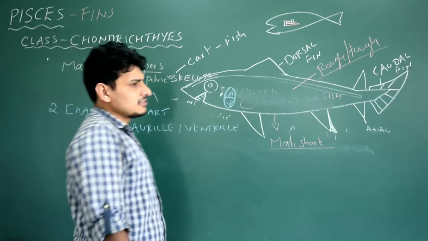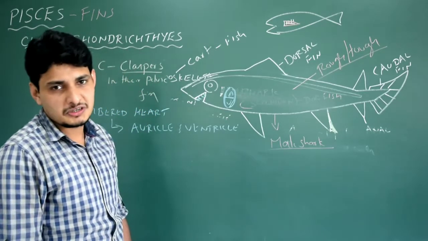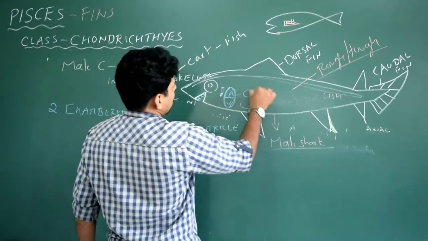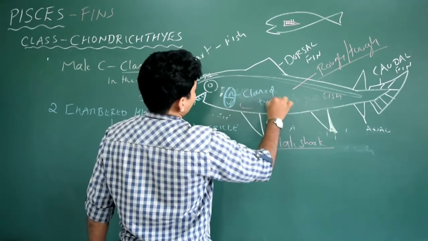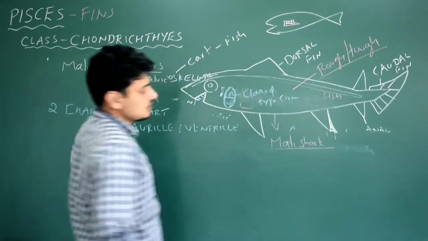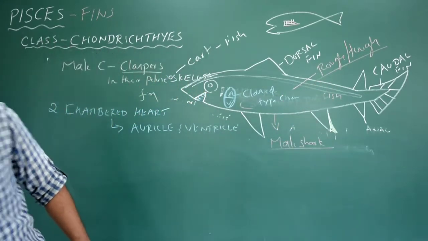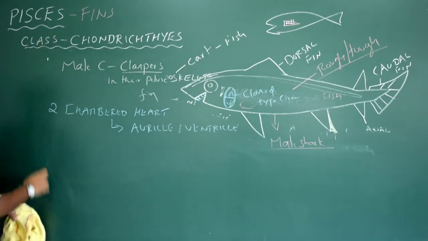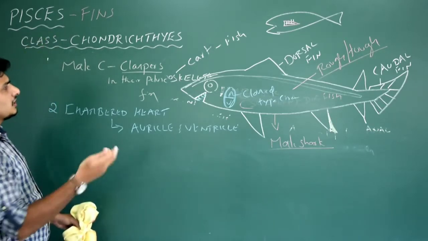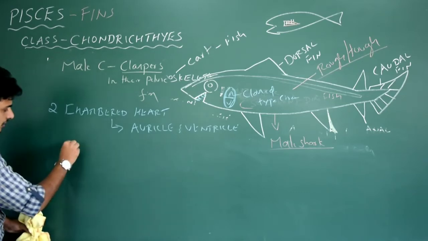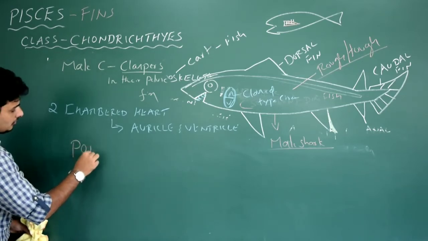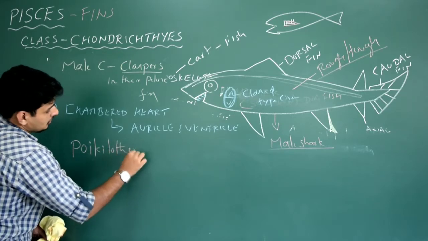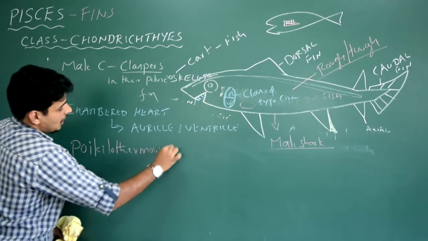What about their circulation system, open type or closed type? They are vertebrates. They have closed type of circulation. Just write it: closed type of circulation. Okay. Now, what is important is that in the case of Pisces, the fishes, all the fishes, you take chondrichthyes or osteichthyes, it doesn't matter, all are poikilothermous animals.